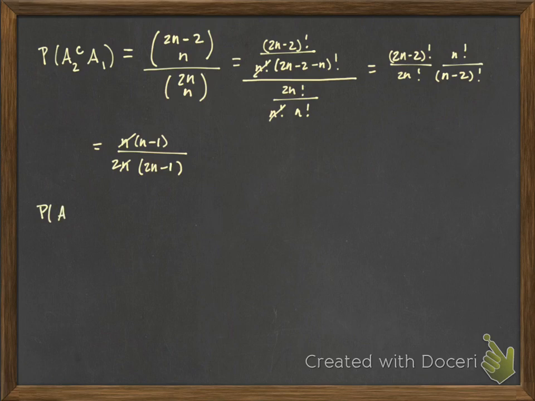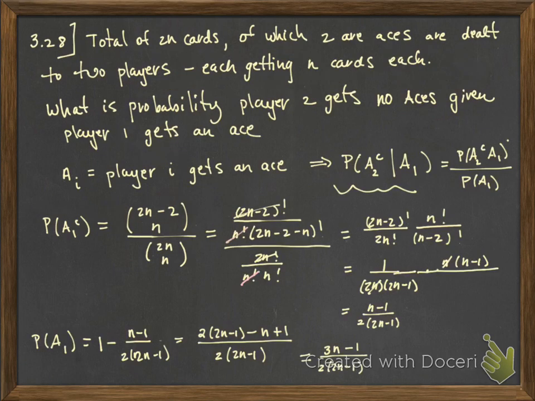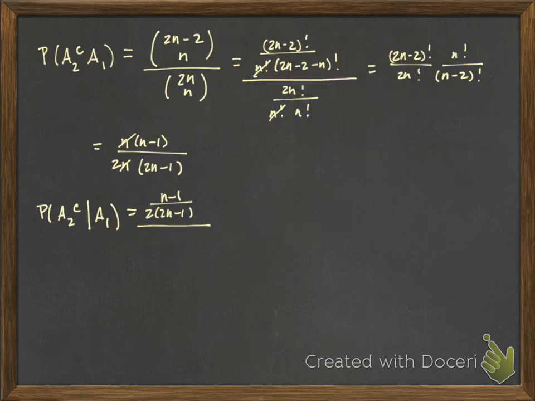Okay, so the probability of A2 complement given A1 is that intersection, so (n minus 1) over 2 times (2n minus 1), over the probability of A1, which was what? (3n minus 1) over 2 times (2n minus 1), right? So those cancel, and we're left with (n minus 1) over (3n minus 1), which is our answer.